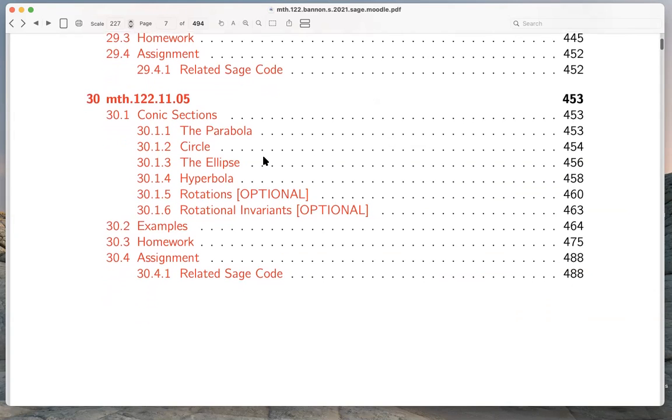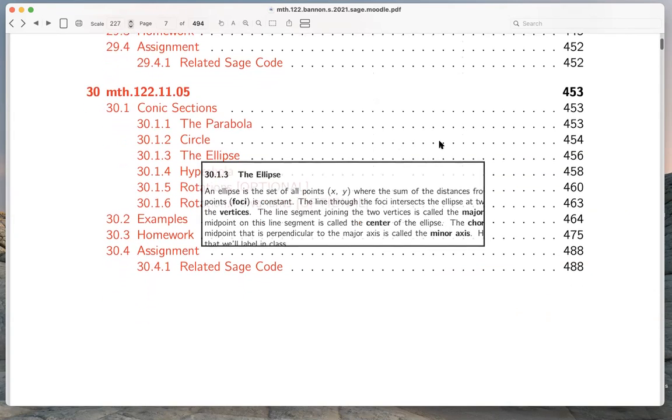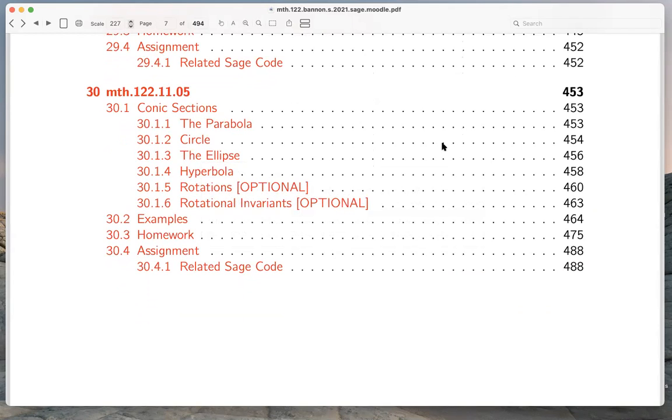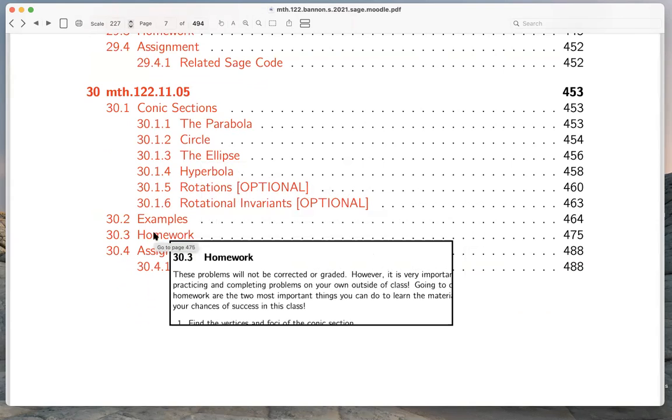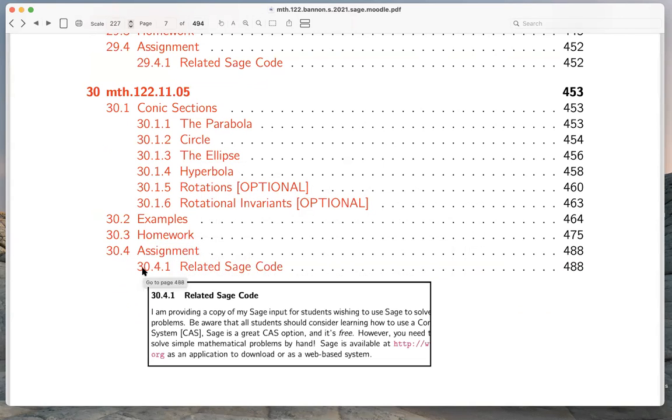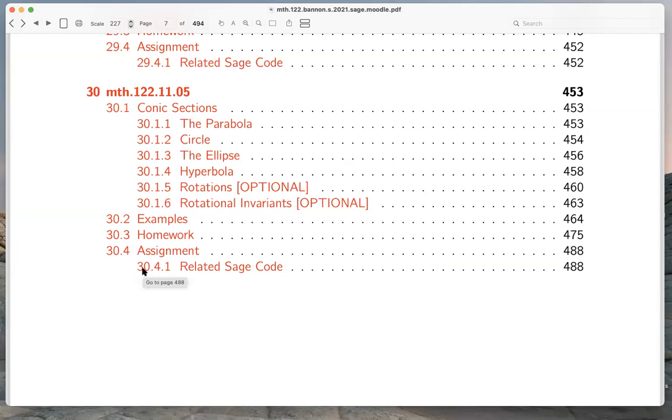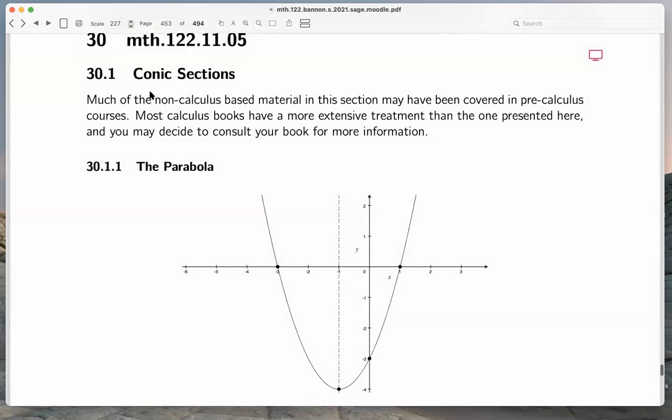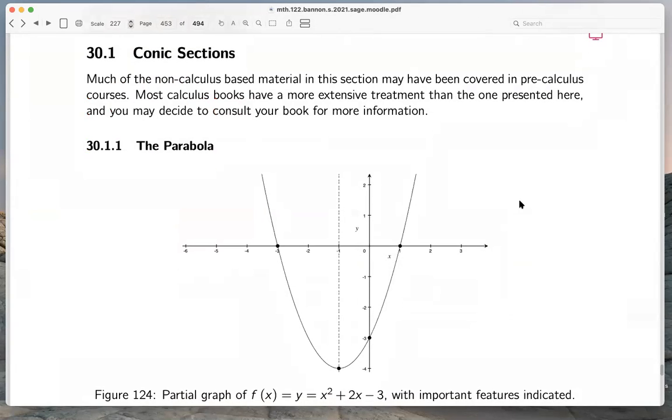So what we're going to do is we're going to review it. It's going to be basically just a review, and then we'll go through examples. There will be some homework for you to review, and there will be some assignments for you. Also related Sage code for those students interested in taking a look at the Sage. So let me go to that section. I'll be covering this, and I'll do it at the whiteboard.